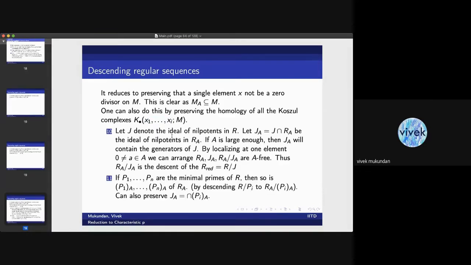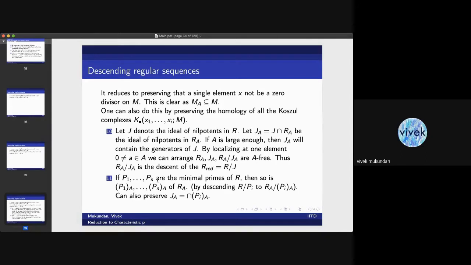The next is if you have J an ideal of nilpotents in R, and J intersects in R_A. R_A will contain all the nilpotents in R. If A is large enough, you can make sure that J_A contains all the generators of J itself. So if you look at one element, you can make sure that R_A, J_A, R_A mod J_A are all A-free, and R_A mod J_A is the descent of R mod J.